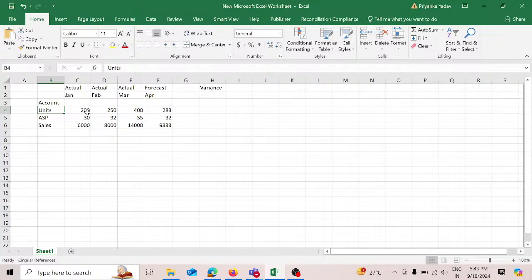This is 200 units sold, and this is the average selling price. So let's suppose the average selling price is 30. So for the month of January, we get the sales, that is revenue, of 6,000 USD. So this is actually number of units sold multiplied with the average selling price. This is a normal calculation which we do in day-to-day life.